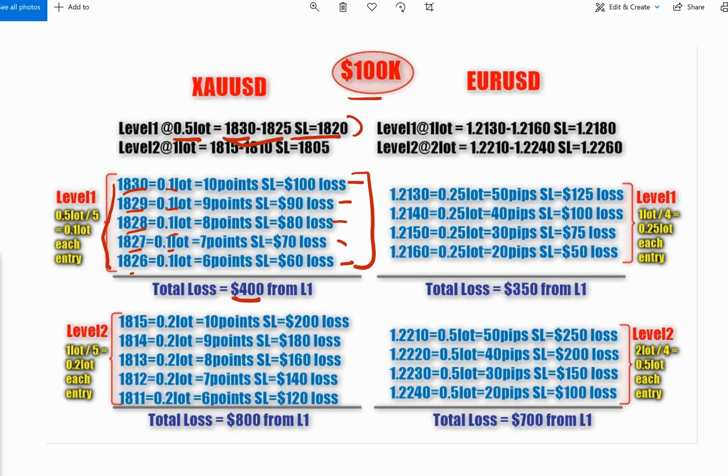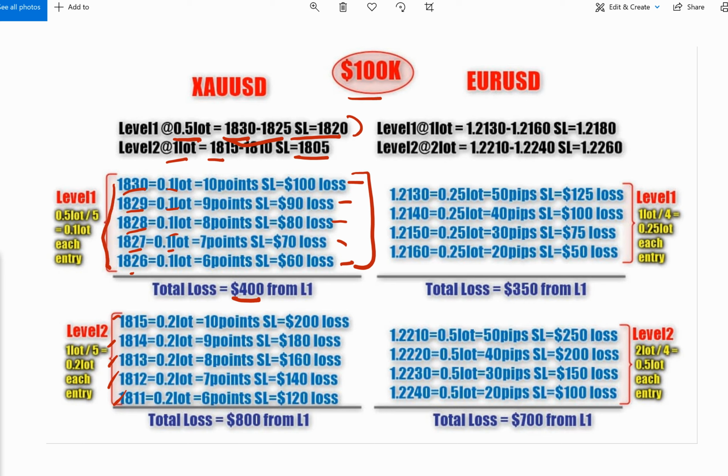This is not enough. Once gold falls down and 1815 comes, then again the entries are going to be started: 1815, 1814, 1813, 1812 and 1810. The SL set for them will be 1805. Now here the lot size is going to be doubled. It means that you can see that level 1 was traded with 0.5 lot size, but now level 2 will be traded with 1 lot size.